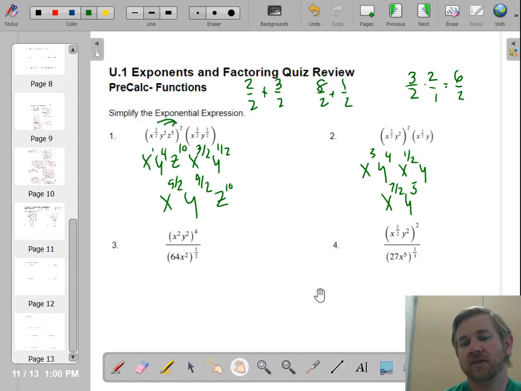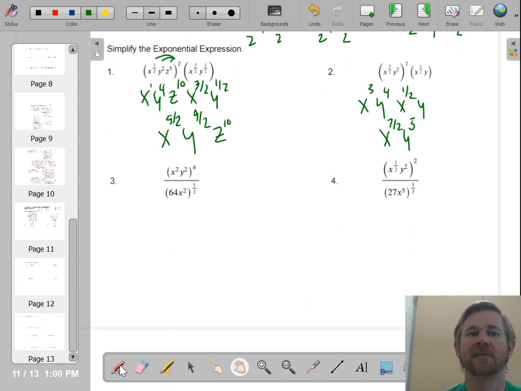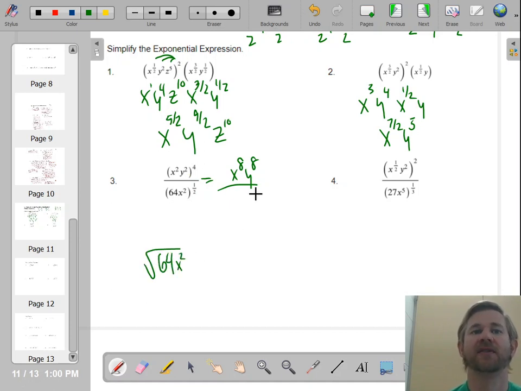When they're fractions, you're going to do the same thing, but when you have the denominator here, we can actually simplify that. Let's do the top first. We've got x to the 8th, y to the 8th. Now in the bottom, you have to the 1/2 power. Remember, that's the square root. So if you can remember that the square root of 64 is 8 and the square root of x squared is x, then you can make this problem quite a bit easier. Now you have 8 x's in the top and 1 x in the bottom, so you could cross out the 1 in the bottom and you would be left with 7 in the top. So x to the 7th, y to the 8th over 8.